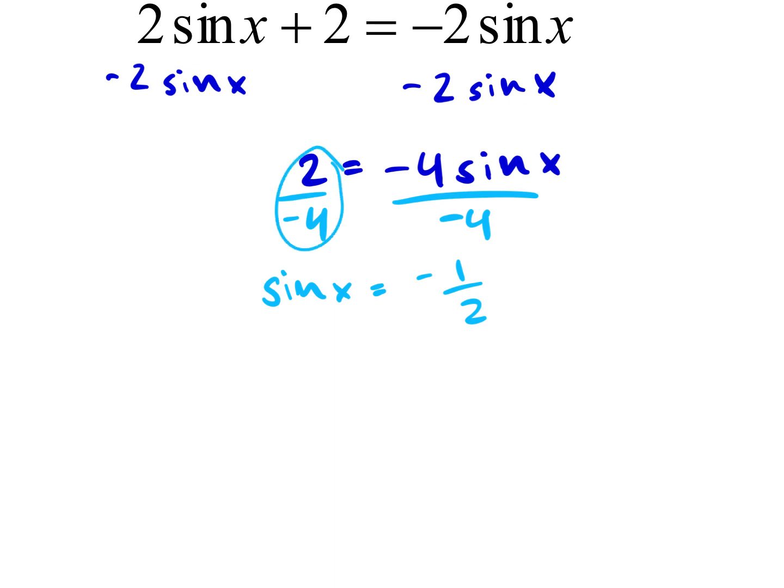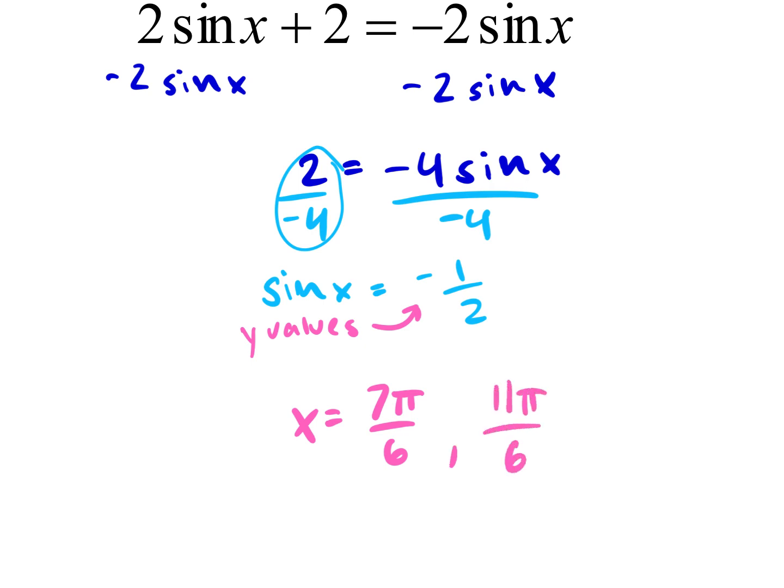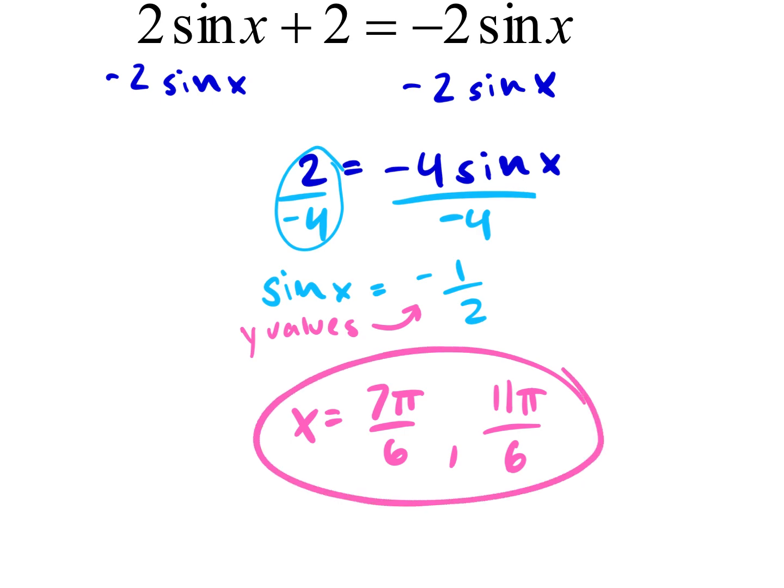So I'm going to go to my unit circle. For sine, I need to look at the y values. So I need to see where my value is negative 1/2. So that would be at 7 pi over 6 and 11 pi over 6. So these would be my 2 answers.